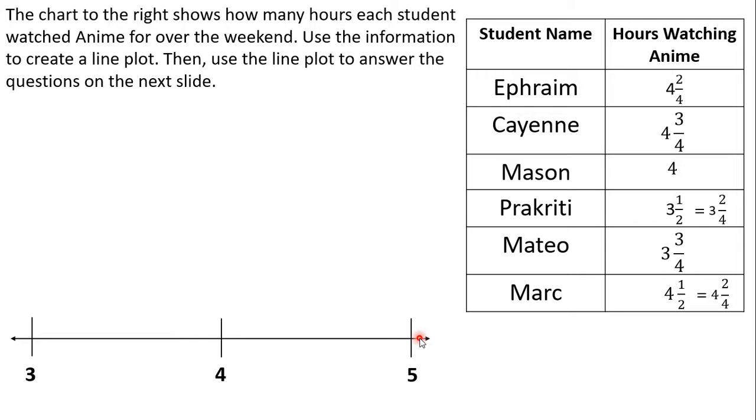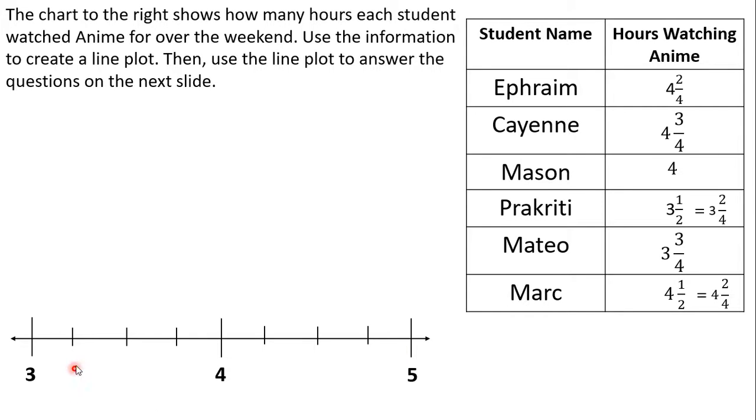Now we can go ahead and split up or break up each of these wholes into 4 equal parts. We know we're going to break these wholes into 4 equal parts because our denominators are all 4. So we can break 3 and 4 into 4 equal parts and 4 and 5 into 4 equal parts. Now let's label each tick mark.